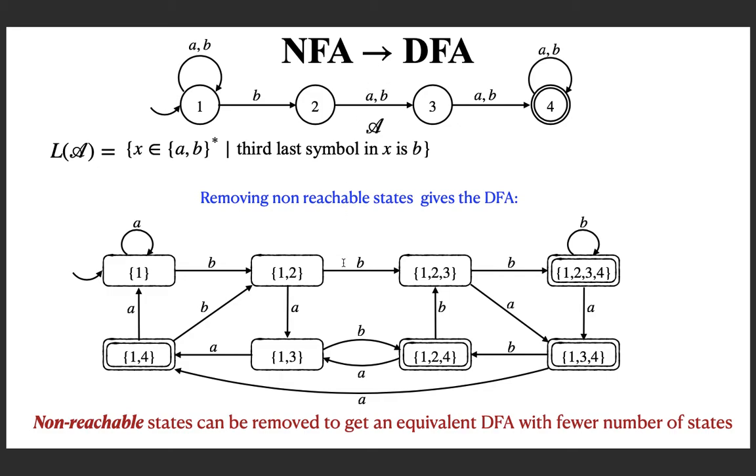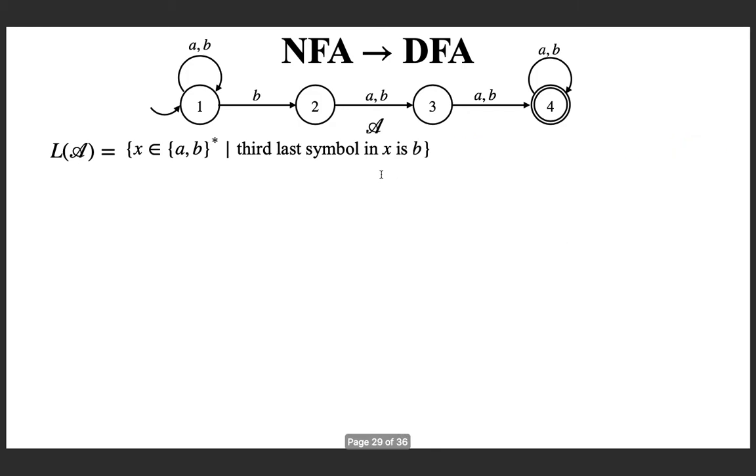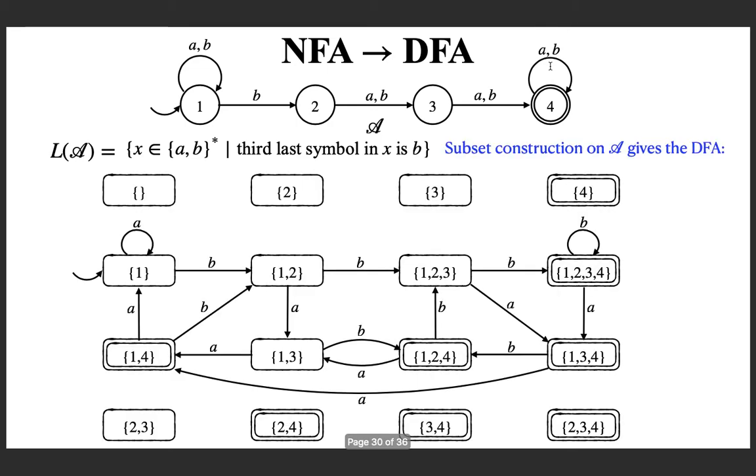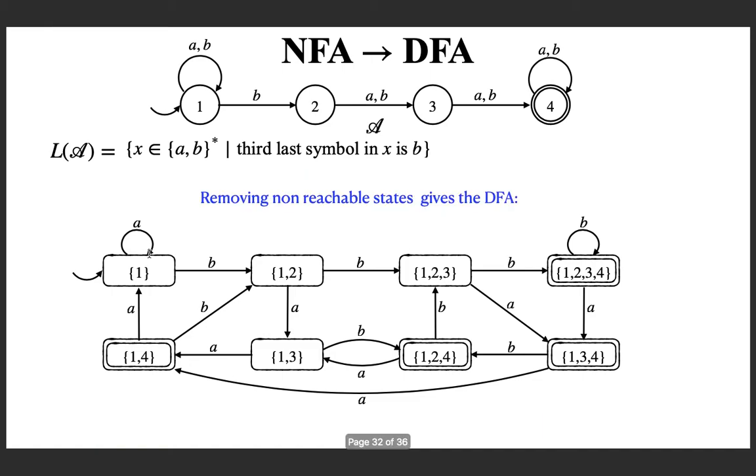What is important here is this: from the NFA, this transition is not there, we obtained a DFA where 8 states are non-reachable from the start state. These are the non-reachable states. Just throw away all the non-reachable states and you obtain the equivalent DFA with a fewer number of states.